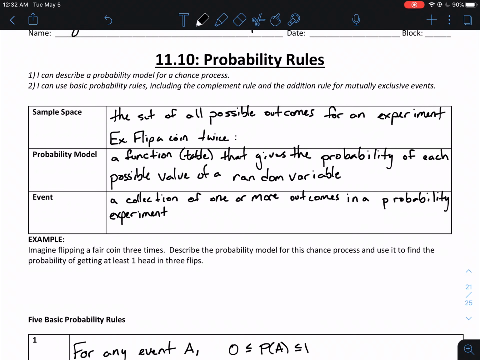All right, well, hello, Honors Algebra 2. This is the second lesson this week in Unit 11. Today we're going to be talking about probability rules.